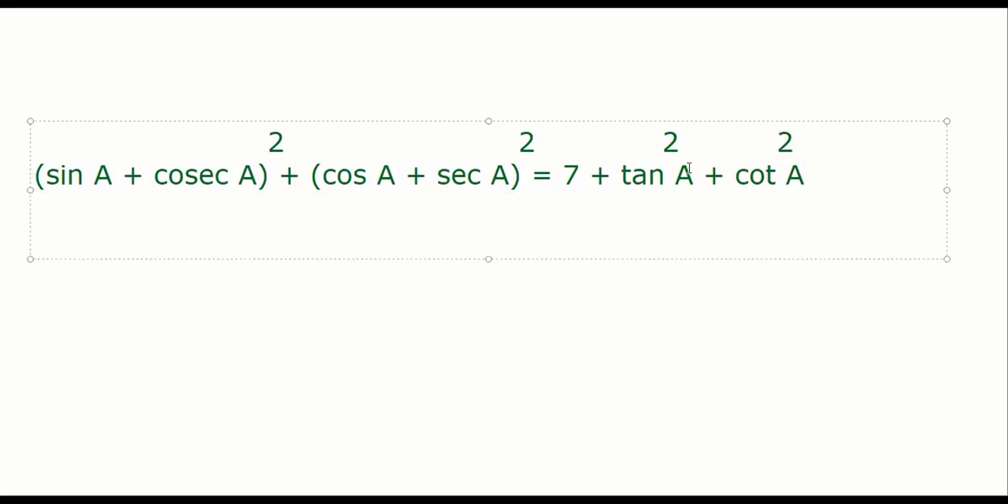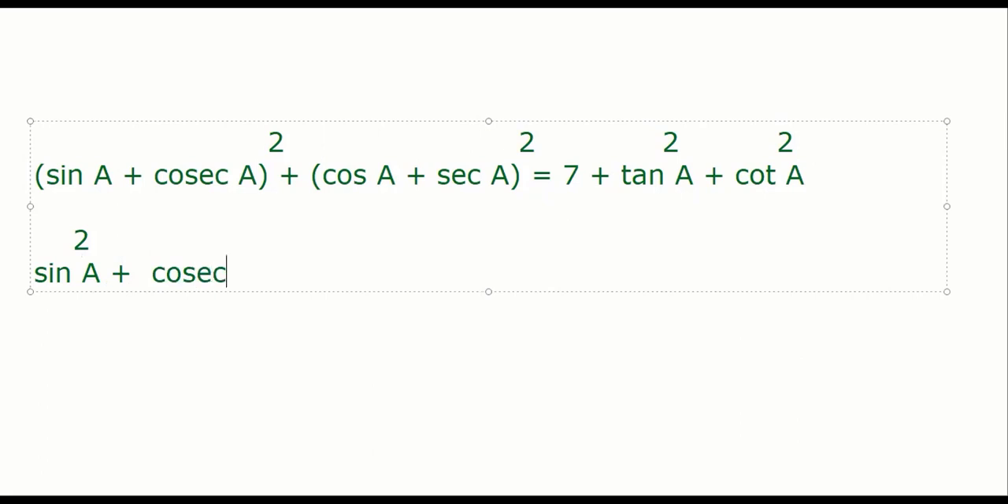What is the first step? First step is to open the bracket. Sin A plus cos A whole square. So it becomes sin square A, correct, plus cos square A, the a plus b whole square formula, plus 2 into sin A into cos A. So that is the first term. Similarly do for the second term.